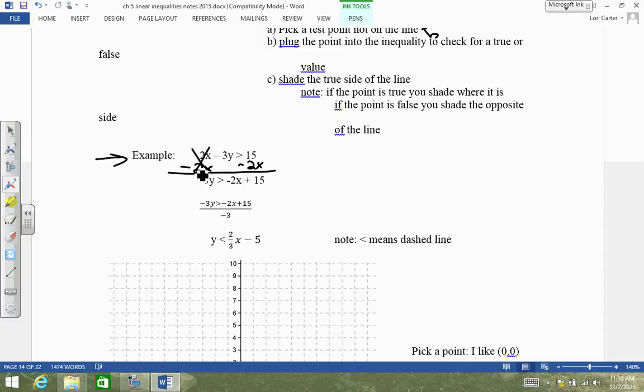Now, who needs to go away next? The negative 3. And how do I get rid of him? You divide. Okay, I'm going to do it the long way. So divide everybody by negative 3. When I divide by a negative, what do I have to remember to do? You have to switch your sign. Switch my sign. So y now, instead of greater than, is now less than. Negative 2 divided by a negative 3 is positive 2/3. 15 divided by negative 3 is a negative 5.